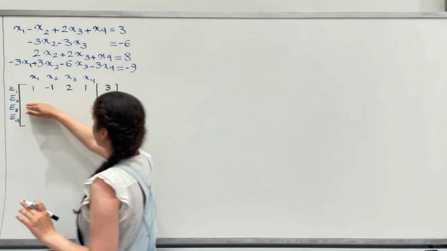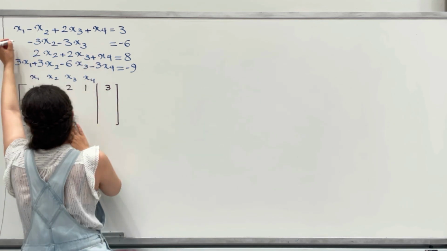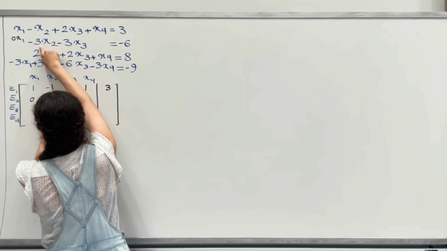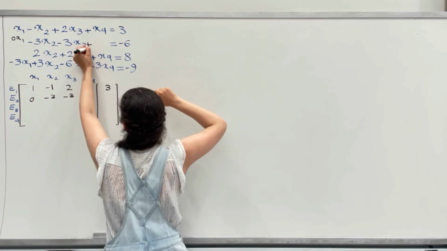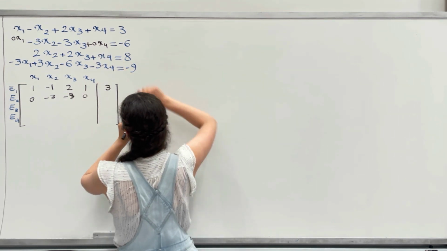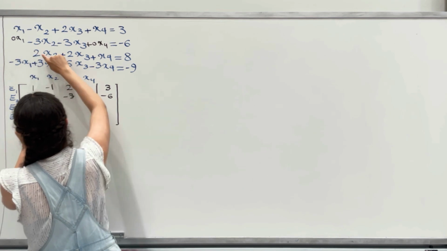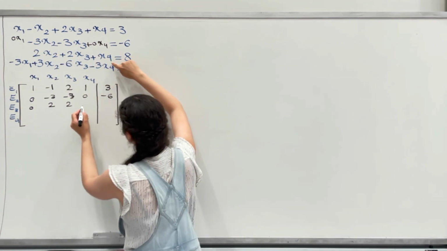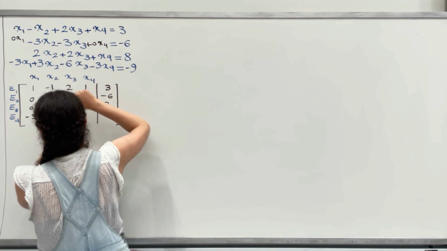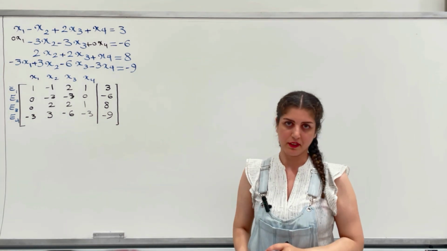Similarly, we form row 2. The coefficient of x1 in row 2 is 0. So this is basically like 0x1. So it's going to be 0, -3, -3, and again 0, right? And then the constant term. Now for row 3, it's going to be 0, right? 2, 2, 1, 8. And the last row is going to be -3, 3, -6, -3, and -9. So this is our augmented matrix.